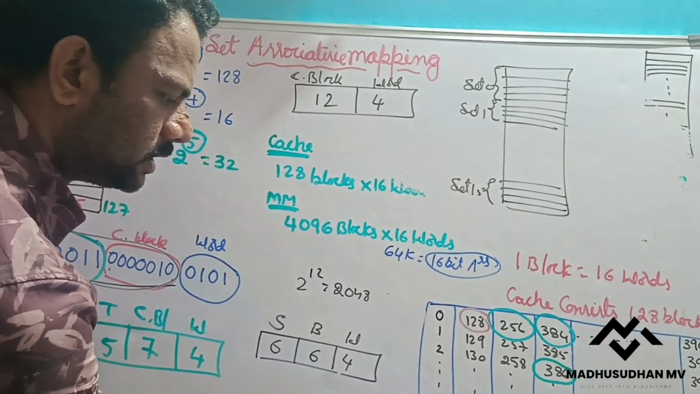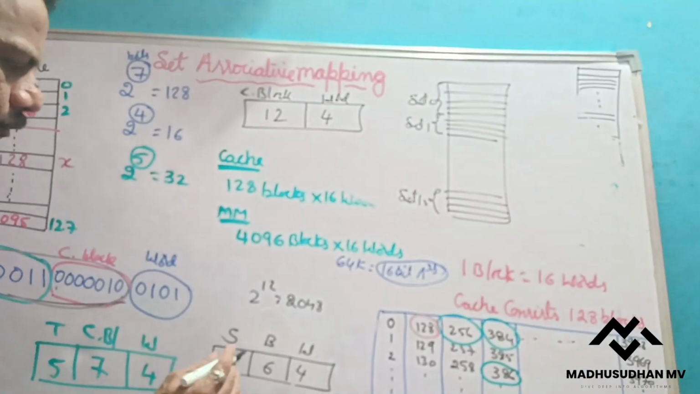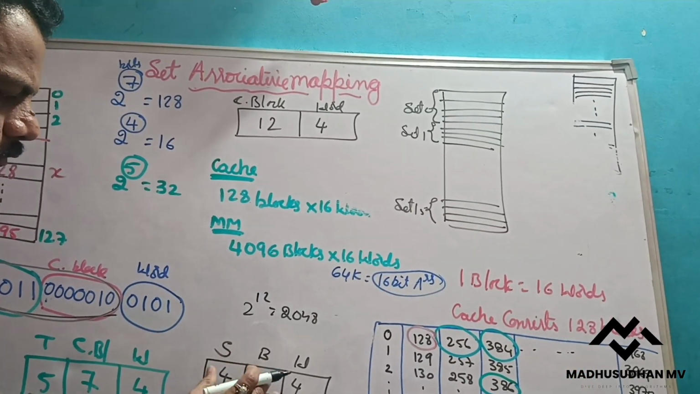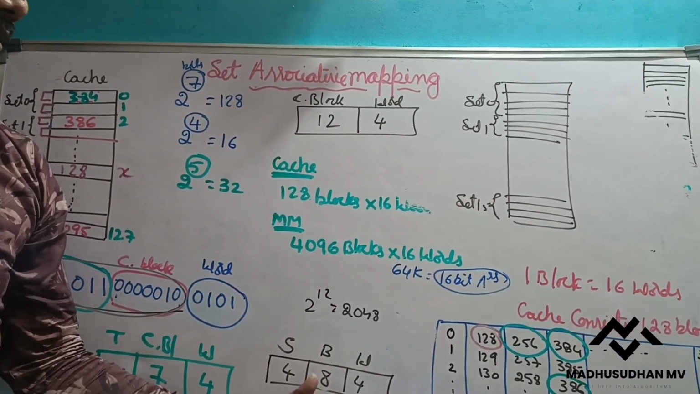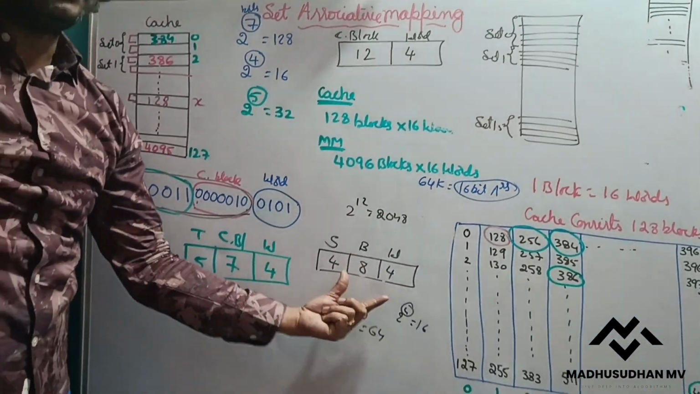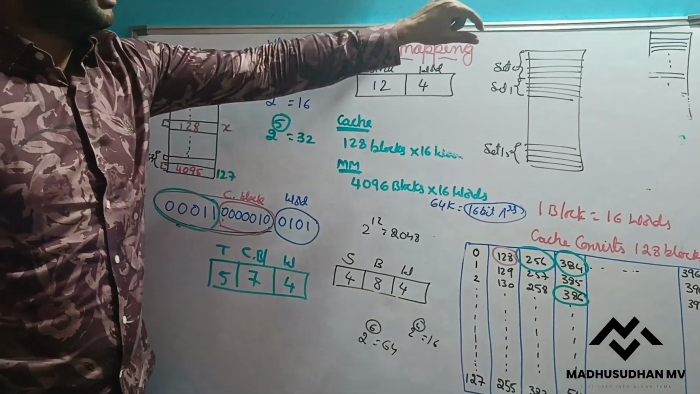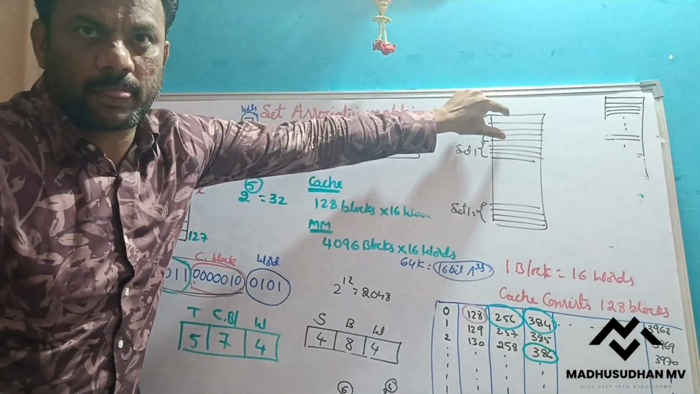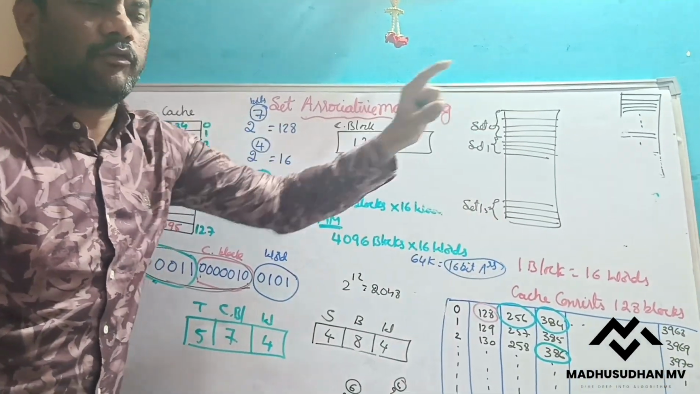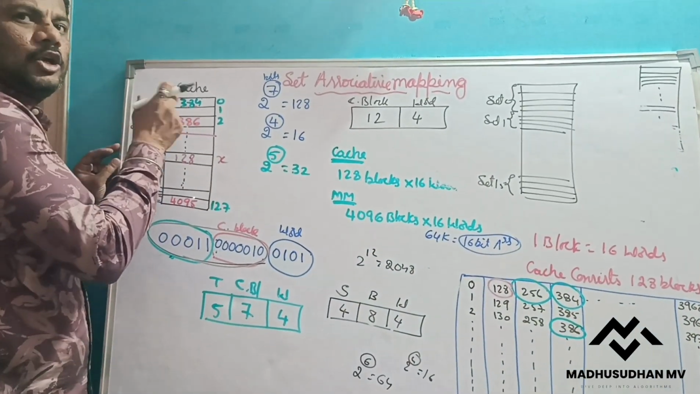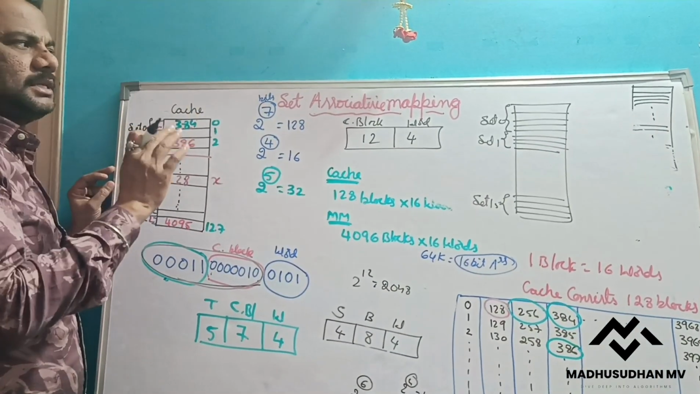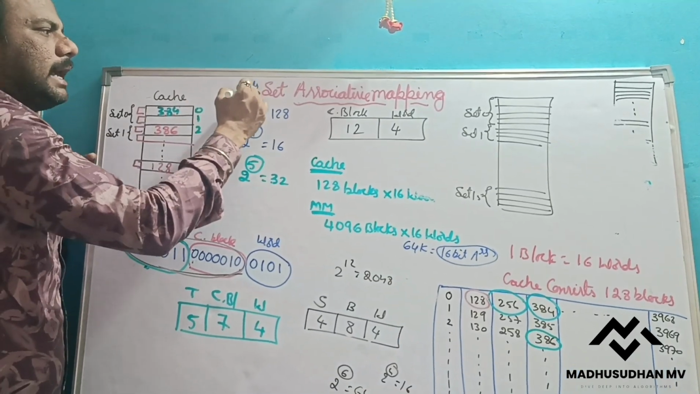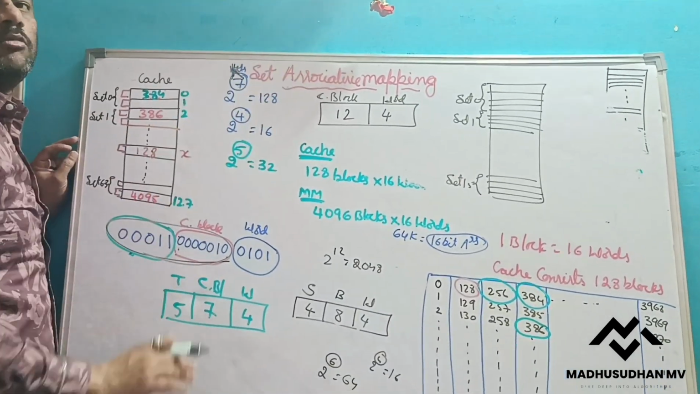16 is 2 to the power of 4. That means only 4 bits for the set. 4 plus 4, 8, so I need 8 adjustments. Now this is the address, a 16-bit address, and we are dividing it like this. If we decide on 4 blocks in one set, this is called 4-way set associative. If you decide on only 2 blocks in a set, it is 2-way set associative. Like that, you can have any number of blocks in one set, so that is called K-way set associative mapping.